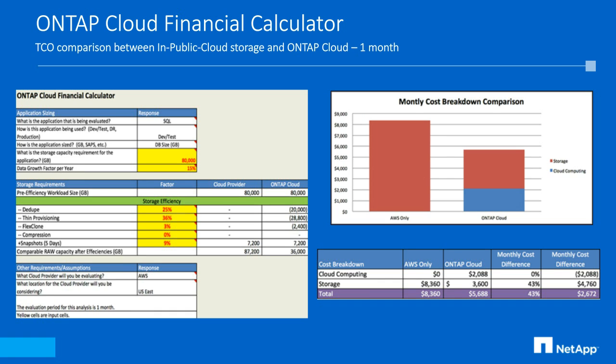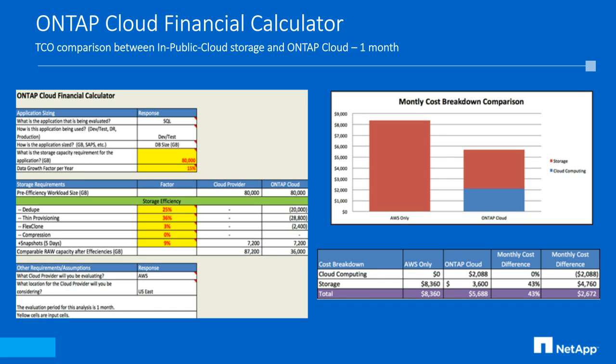Now, an OnTap Cloud system does leverage underlying EBS disks for its data aggregates, but it also leverages an EC2 compute instance for running like a NetApp FAS controller. So the blue part is the cloud computing. The storage is the reddish orangish part. But again, you have an overall cost savings. This is for a month, and you can imagine that these costs stay very consistent.